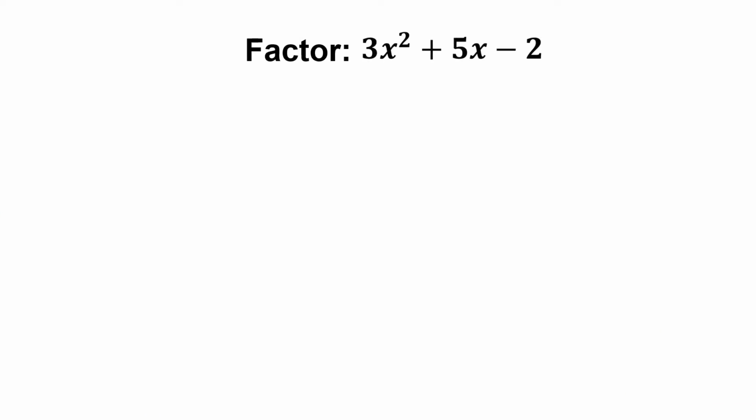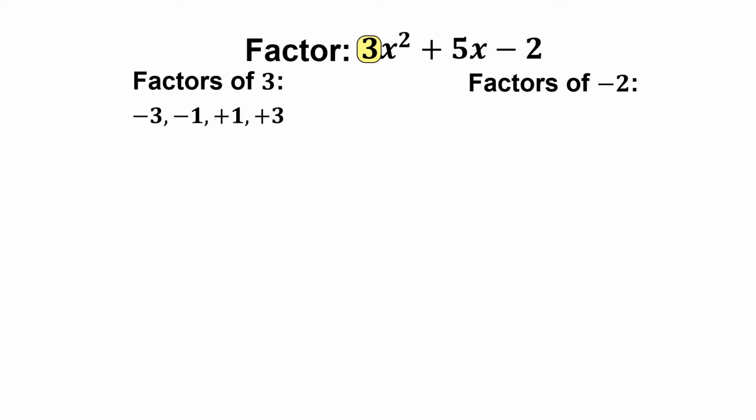Let's study this example. Factor the trinomial 3x squared plus 5x minus 2. First, we list all the factors of the leading coefficient 3 and the constant term negative 2. Ang mga factor ng 3 ay negative 3, negative 1, positive 1, at positive 3. Ang mga factor naman ng negative 2 ay negative 2, negative 1, positive 1, at positive 2. Gagamitin natin ang mga ito sa pagbuo ng possible combination ng dalawang factor ng 3x squared plus 5x minus 2.